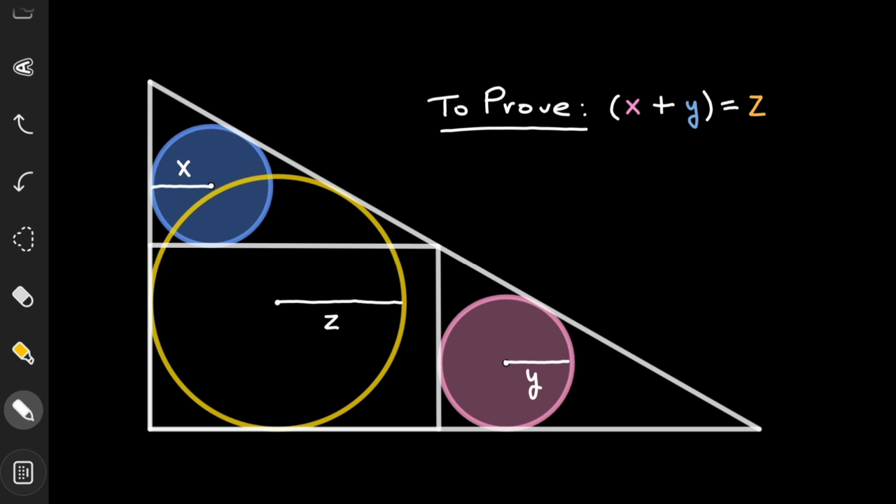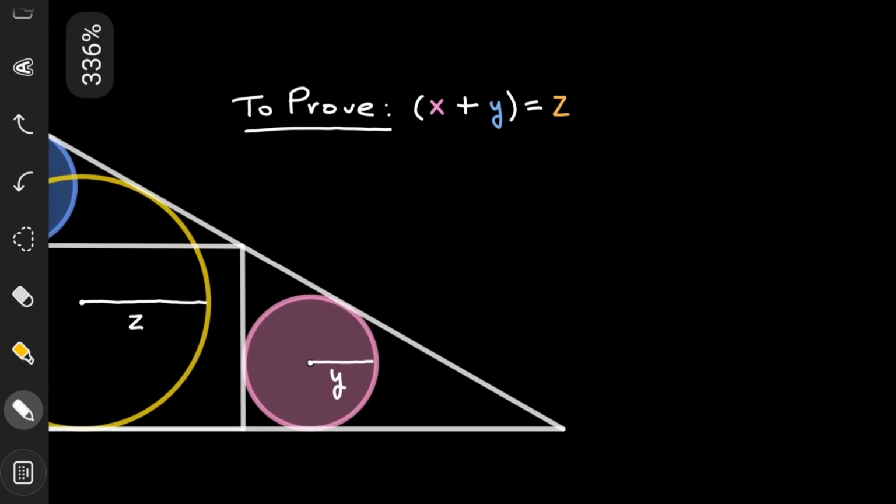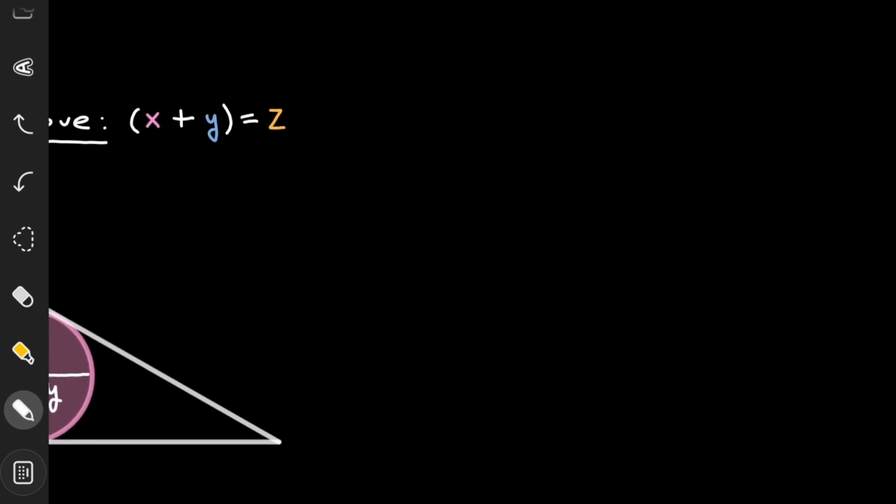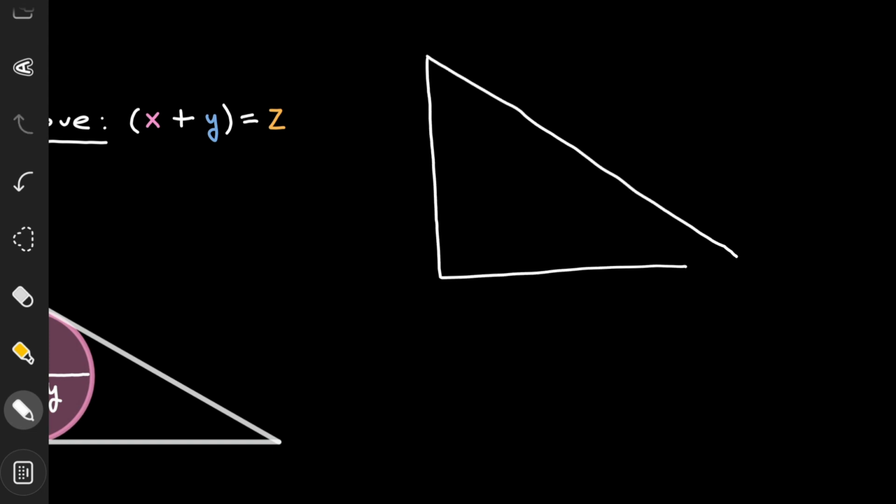So before we move on to the actual proof, let us understand a very beautiful relation between the circle and a right angle triangle. So suppose the arrangement between a right angle triangle and circle is like this. There's a right angle triangle with the side lengths A, B, C. So here we have the right angle triangle. Now let the height of this triangle be A, the length of the base be B, and the length of the hypotenuse be C.